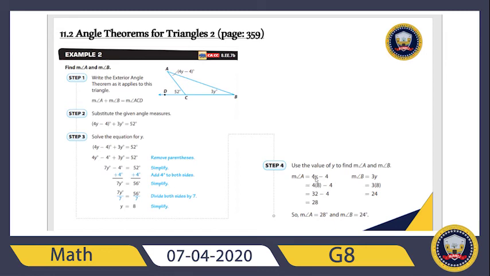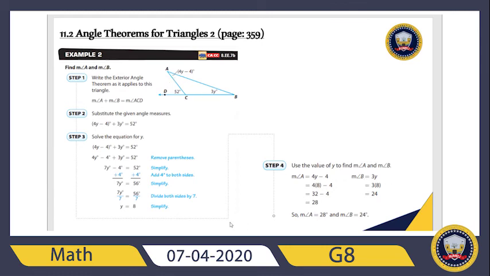So the measure of A is equal to 4y minus 4, and y is equal to 8, so I'm going to replace y here by 8. So the measure of A is equal to 4 times 8 minus 4. 4 times 8 is 32, minus 4, that is 28. So the measure of A is 28. A is 28 degrees.